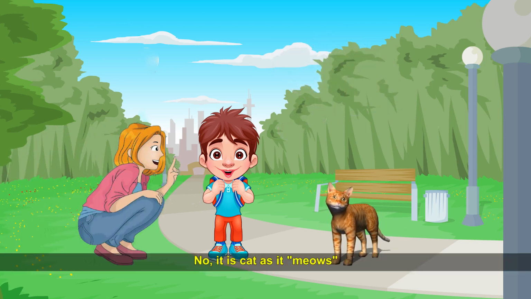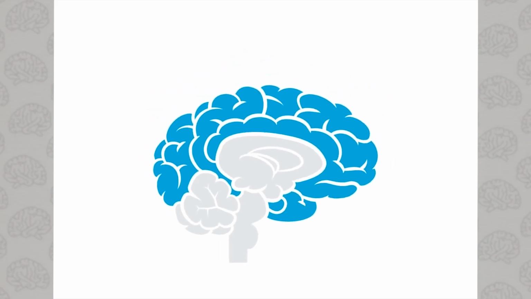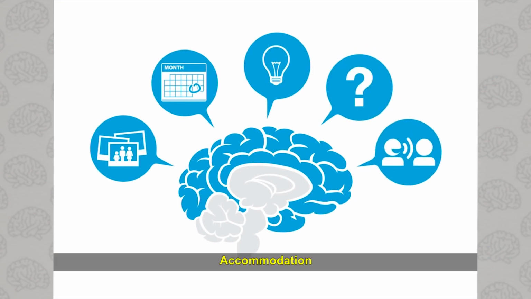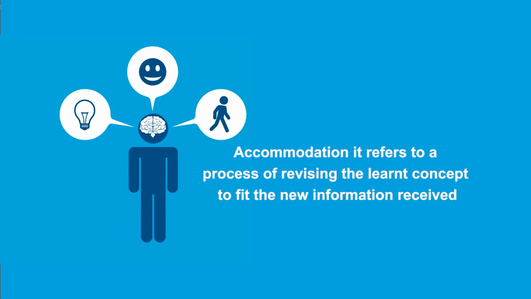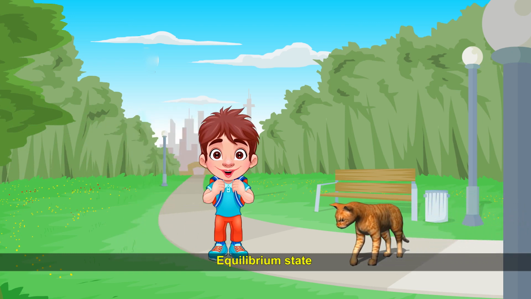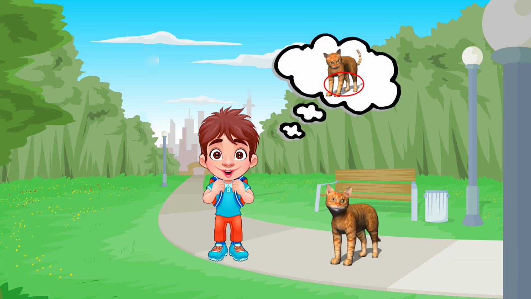The mother beside tells the child, no, it is a cat, as it meows. The child hears the sound of a cat, and again the mind gets into a state of disequilibrium. To resolve the confused state, the child's mind starts actively revising the learned concept and constructing a new schema, known as accommodation. Accommodation refers to the process of revising the learned concept to fit the new information received. Through accommodation, the child gets back to an equilibrium state with a schema on cat being developed: a cat has 2 ears, 4 legs, a tail, furry and meows.